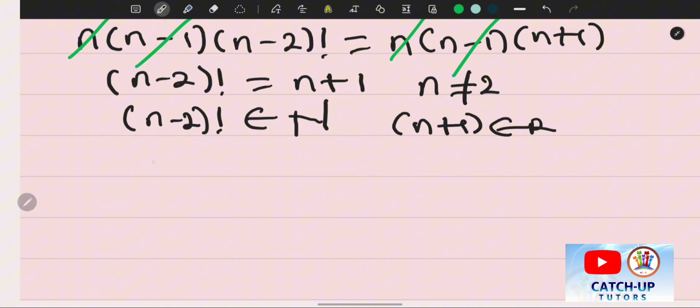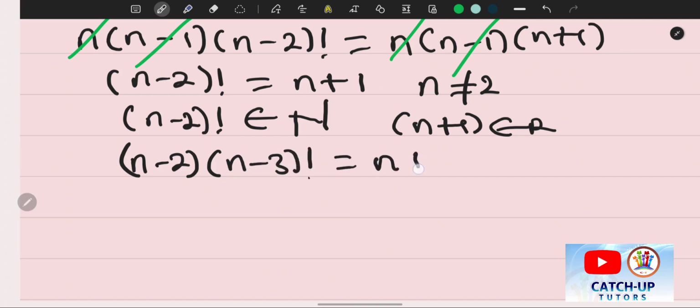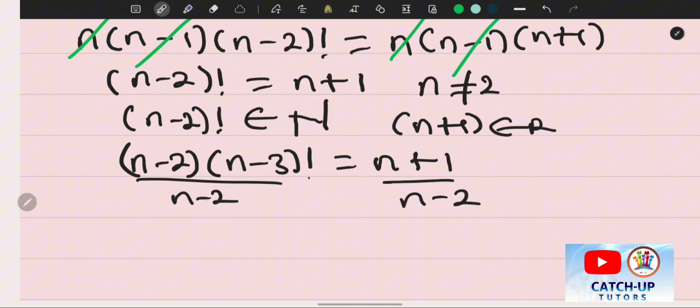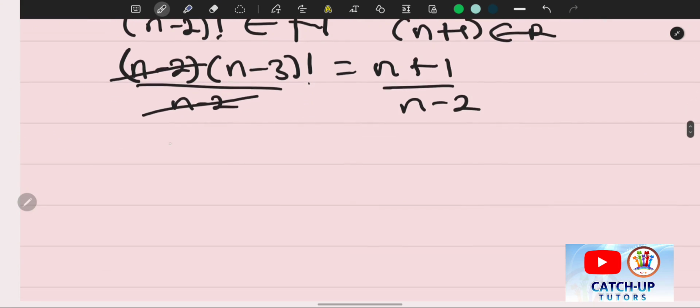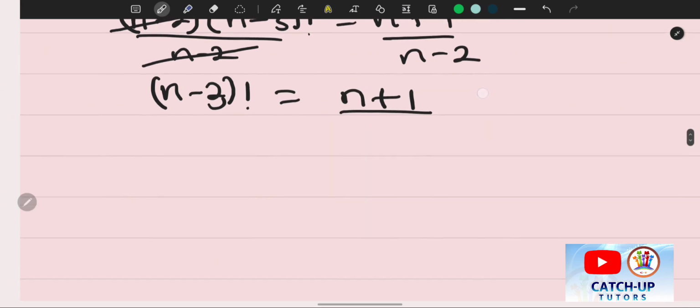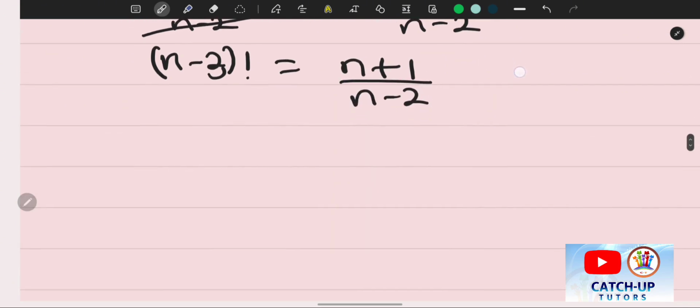I can rewrite that as n minus 2 and n minus 3 factorial. Then you have n plus 1. So divide both sides by n minus 2. Then here you have n minus 2, n minus 3 factorial, then equals what? n plus 1 over what? n minus 2. Okay, so let's simplify what you have at the right hand side. n minus 3 factorial equals n plus 1 over n minus 2.